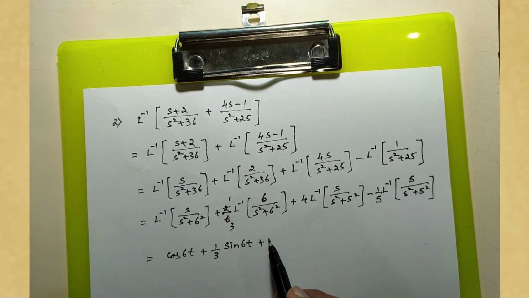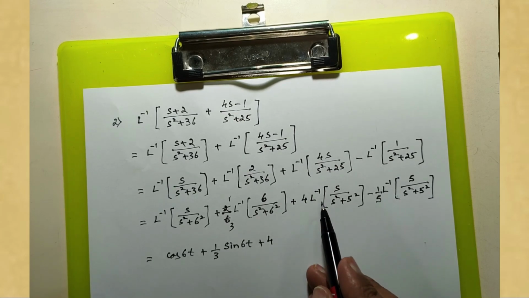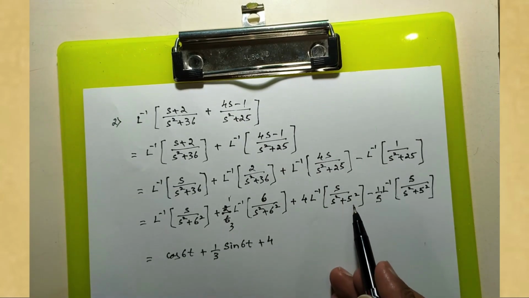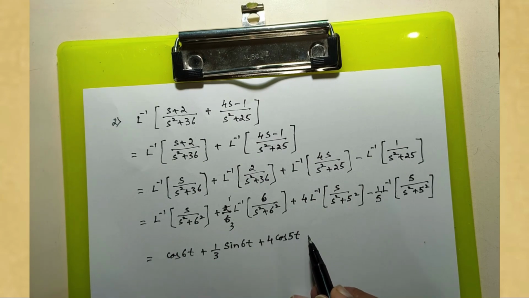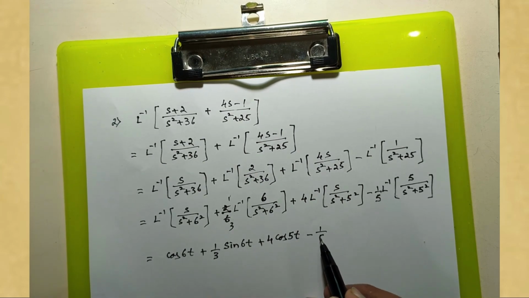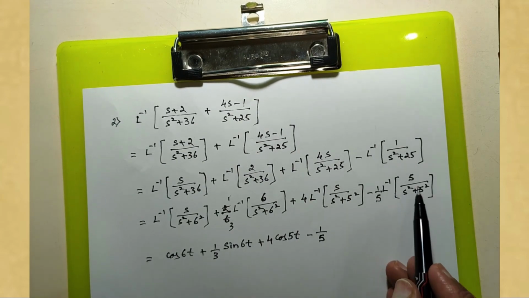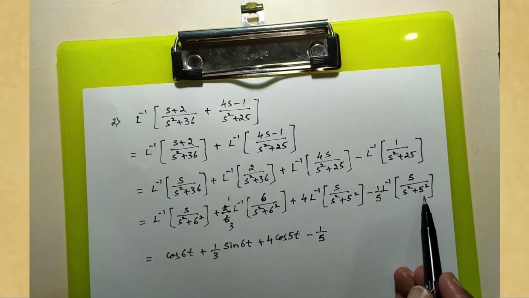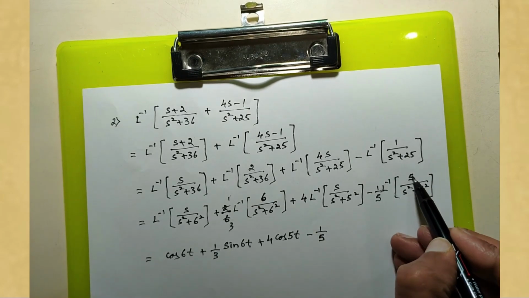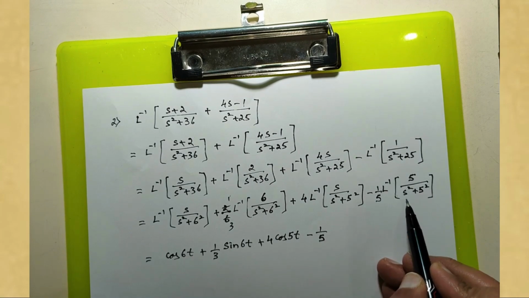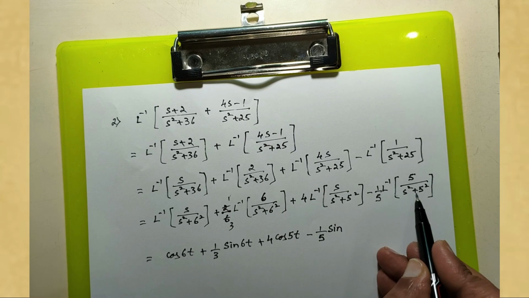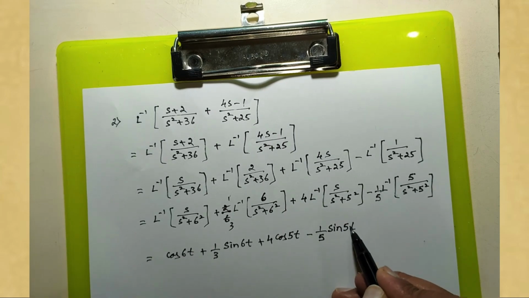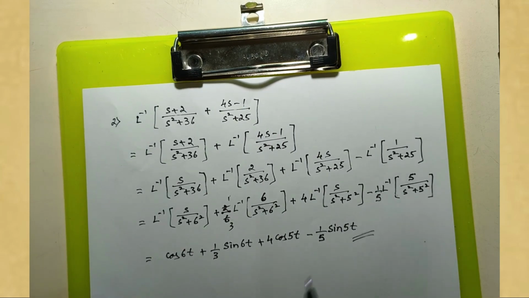Next, plus 4 into L inverse of s by (s square plus a square), which will be cos at. So cos of 5t, since a is 5. Minus 1 by 5 into L inverse of a by (s square plus a square), which will be sin at. So sin of 5t, since a is 5. So that will be your required solution.